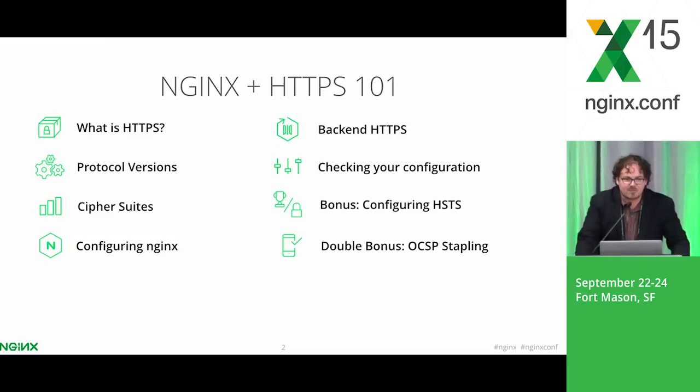Beyond that, there's the question of using HTTPS as a proxy. So if your NGINX is in front of another application, how do you set NGINX up to act as an HTTPS client? And from there, I'll go into some ways that you can check your configuration to see that it is the most secure and the most up-to-date, as well as some bonus topics that help you get the A+ that you need in security.